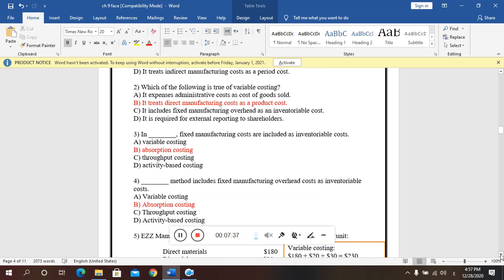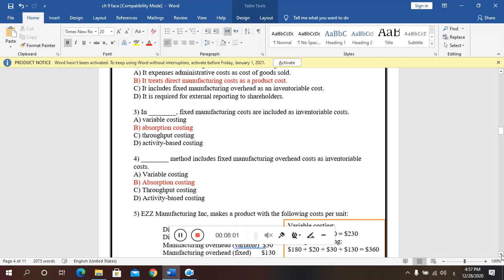Number 3, in what method are fixed manufacturing costs included as inventoriable? Fixed manufacturing costs are treated as inventoriable under the absorption costing method. Number 4, in which method is fixed manufacturing overhead included as inventoriable? The same question, in another form: under the absorption costing method.